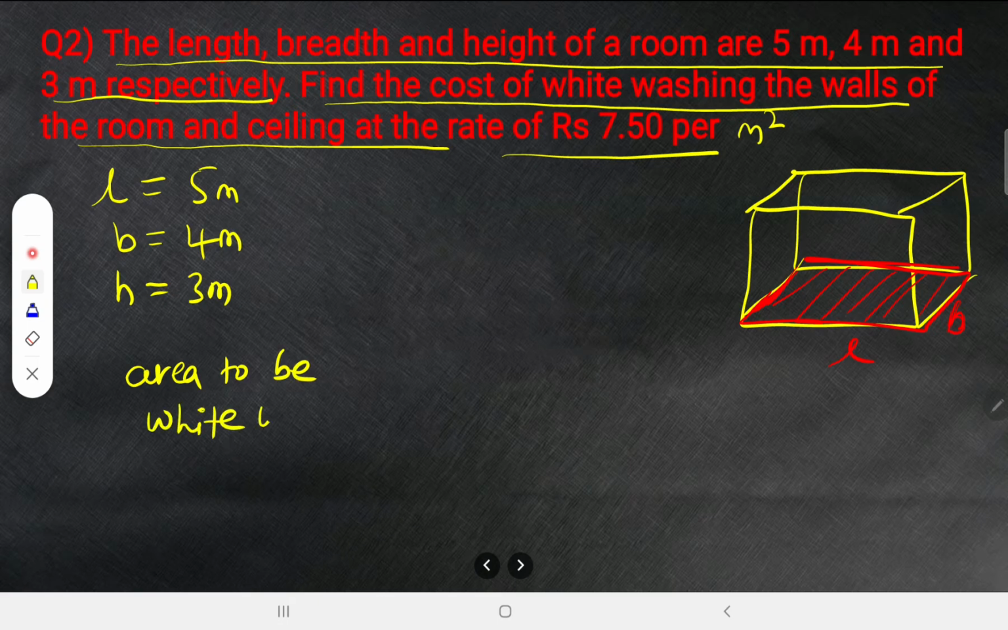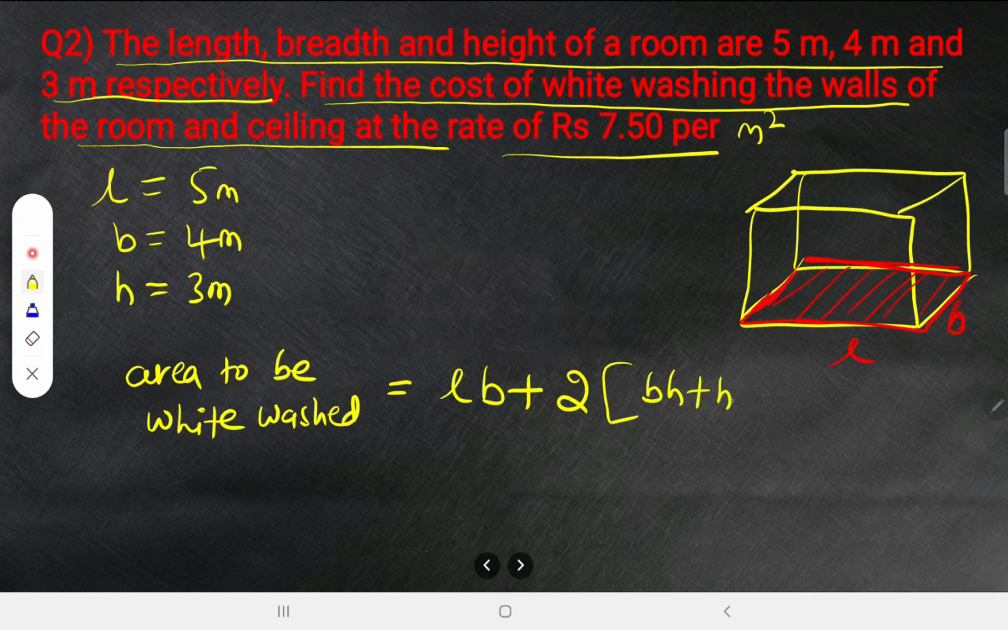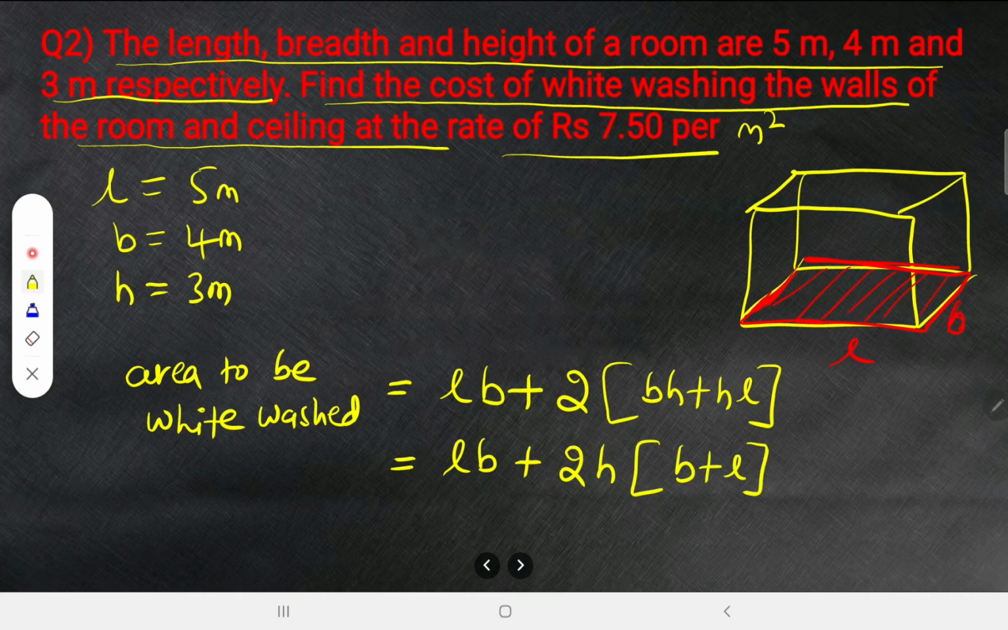So what is the formula? Area to be whitewashed is equal to LB plus 2 LB won't come. We have left 1 LB. Then bracket 2 bracket, what will it be? BH plus HL. That's it, because BH and HL won't change. LB plus 2 times BH plus HL means you can take H common, and what will remain here? B plus L. Go logically, don't memorize this formula. According to the situation, you should be able to put it.